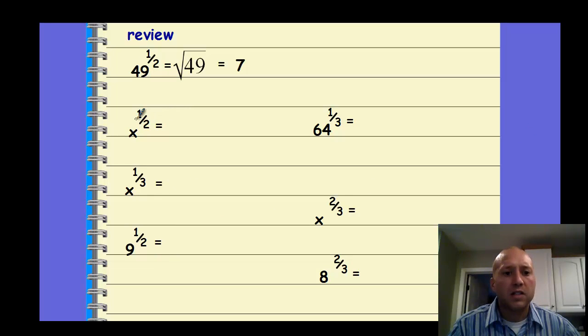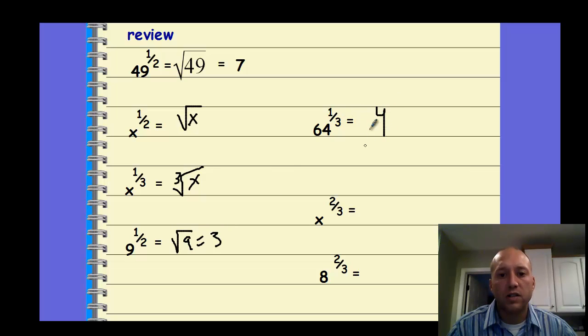Reviewing some of these, x to the 1/2 power is the same thing as the square root of x. X to the 1/3 power would be the cube root of x. 9 to the 1/2 is saying the same thing as the square root of 9, which is 3. 64 to the 1/3 is 4. It's the cube root of 64.